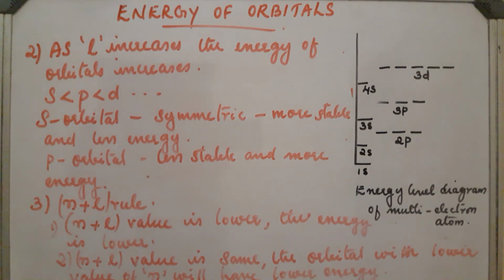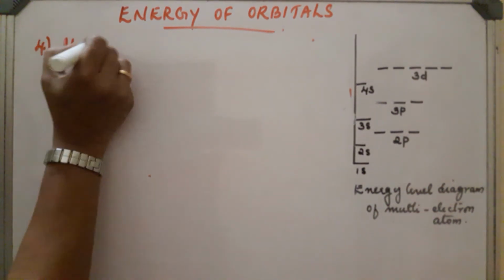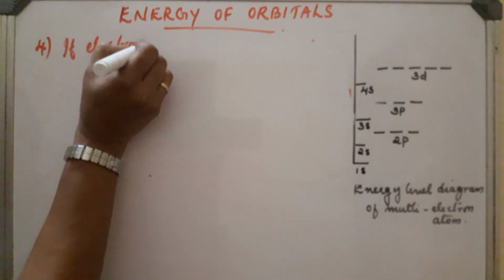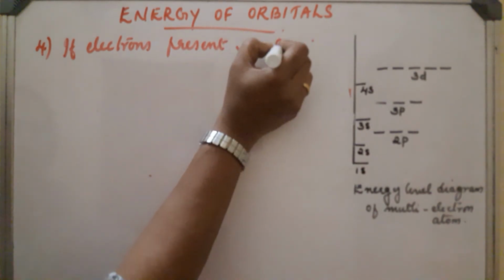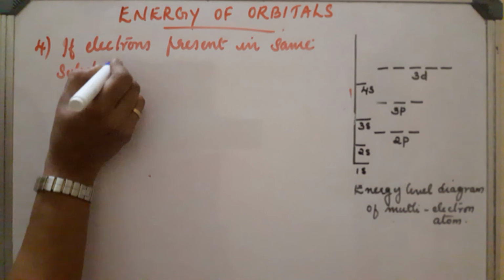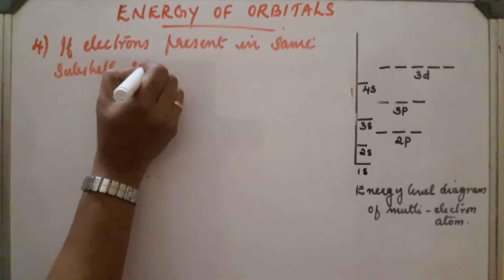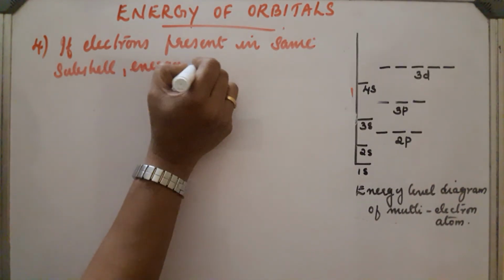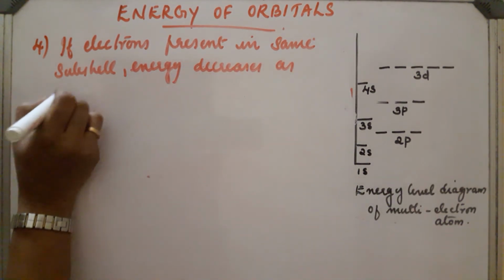Okay. The next case: if electrons are arranged in the same subshell, what will happen? If the electrons are present in the same subshell, in such a case the energy decreases as the atomic number increases.